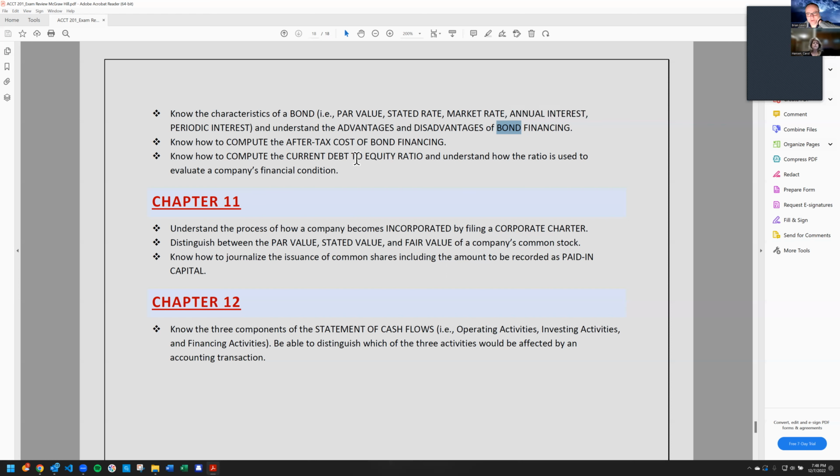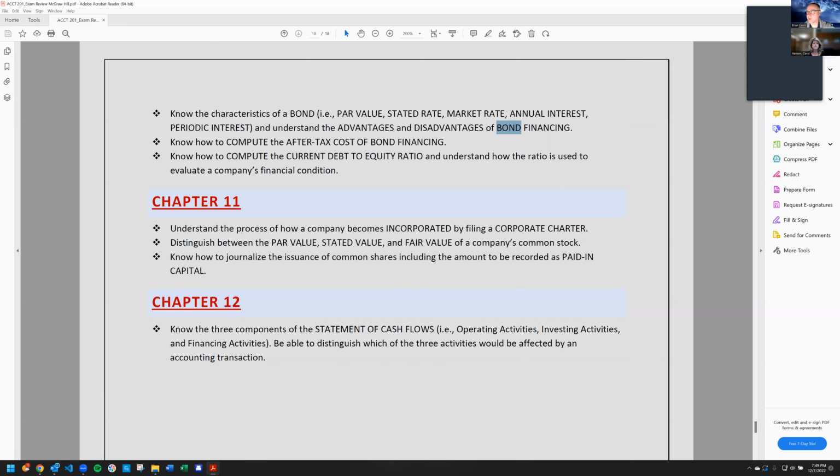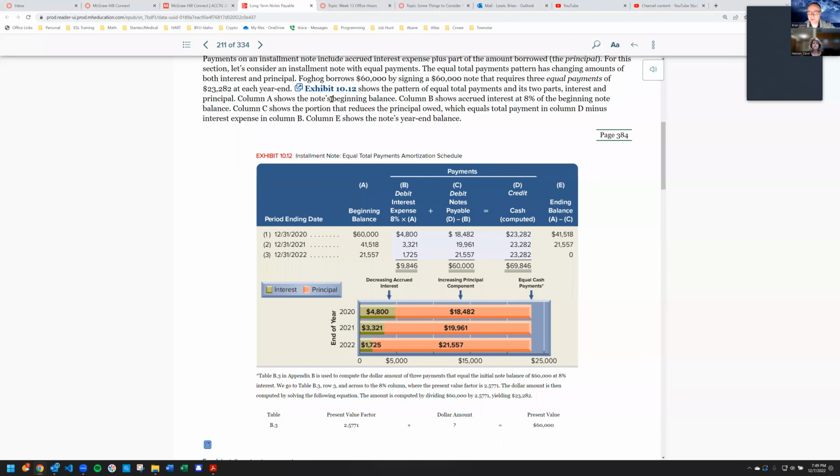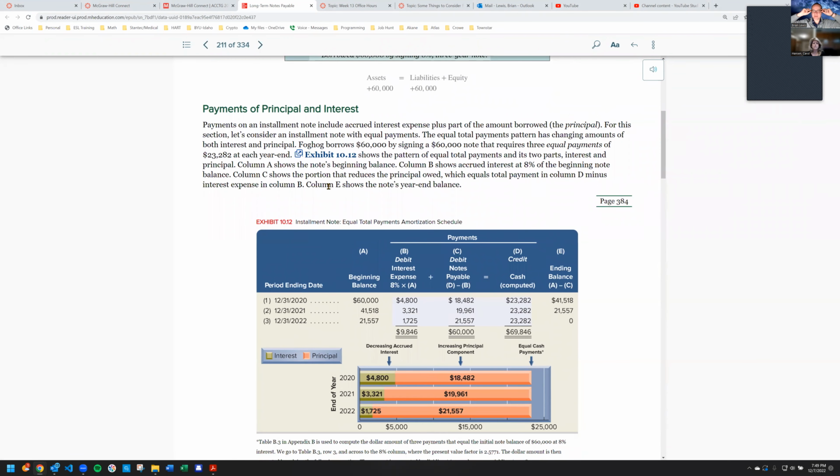Current debt ratio. Okay, debt to equity ratio is pretty easy to calculate. This is total liabilities divided by total equity. Okay, I didn't do the after tax effect. Let's see where we're at. Right here. Yeah, I was trying to see if they were going to make you do an amortization schedule, but I don't think so.